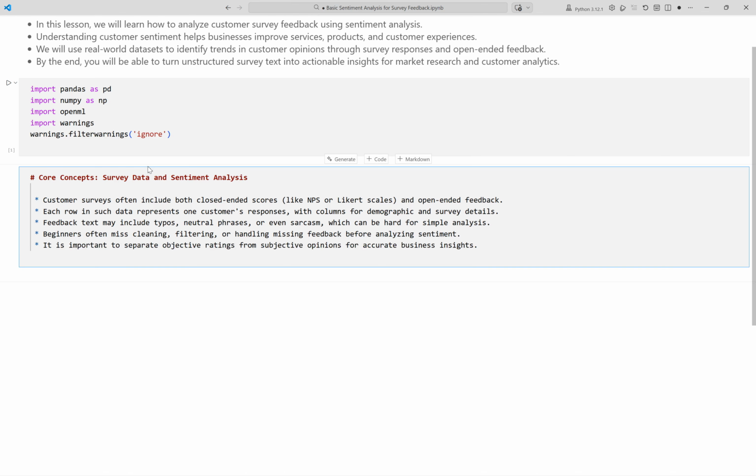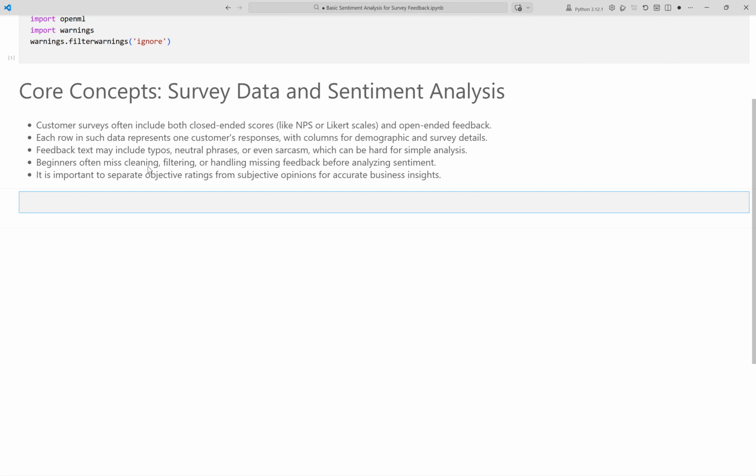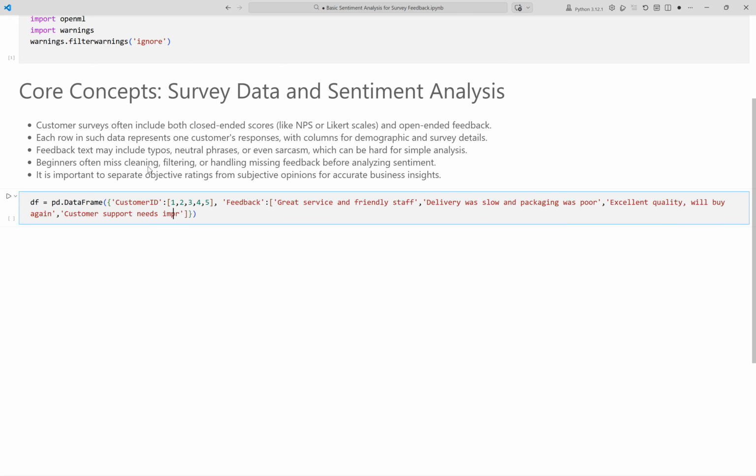Running the cell now. We create a small open-ended customer feedback dataset. This will be our example set for basic sentiment analysis. We print the dataset dimensions and preview the first 3 feedback comments.